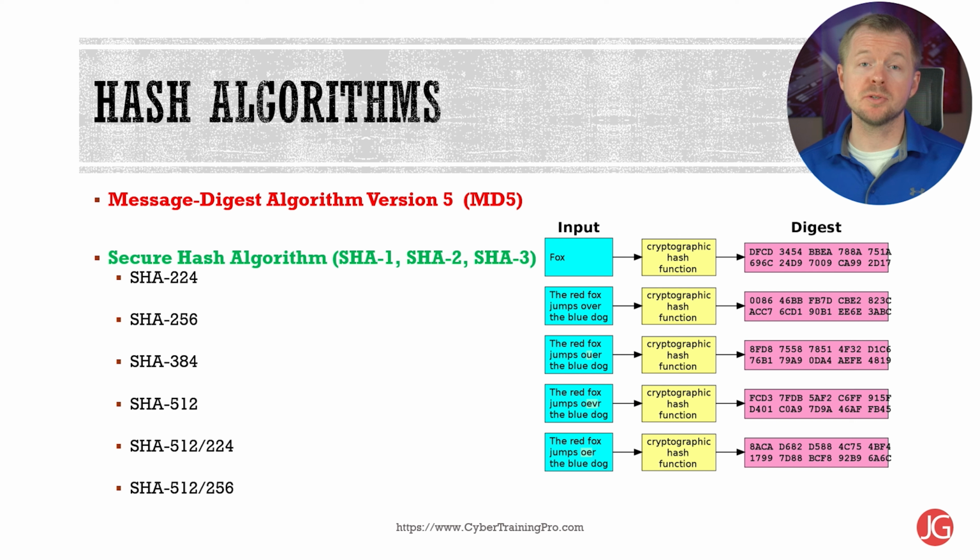SHA-2 is recommended for use, and it has 6 variants. SHA-224, which is SHA-2 with a 224-bit message digest. SHA-256, which is SHA-2 with a 256-bit message digest. SHA-384, which is SHA-2 with a 384-bit message digest. SHA-512, which is SHA-2 with a 512-bit message digest. Then we have SHA-512/224, which is SHA-2 with a 512-bit message digest, truncated down to 224 bits.